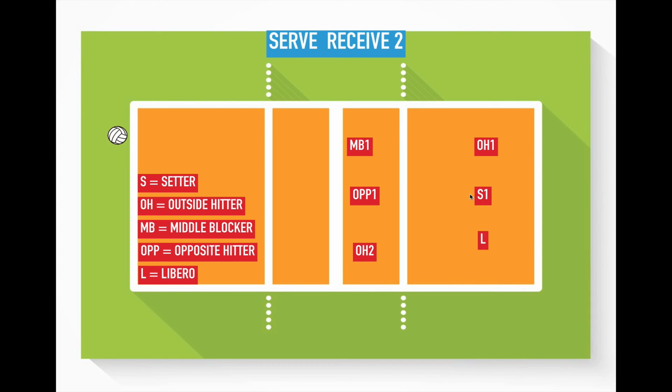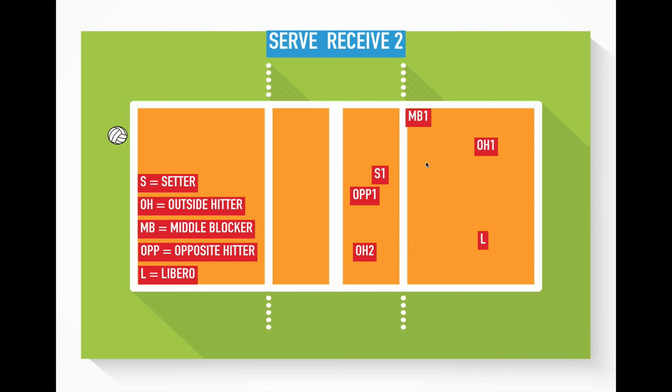Okay, the final one in this video is serve receive 2. And remember, on serve receive, we're going to do 3 passers, right? So I'm going to do my outside hitter, my libero, and my other outside hitter. On this one though, I can move the setter forward. Why? Because I'm not violating those rules I talked about. I didn't cross my outside hitter or my libero, and I didn't cross in front of the opposite here.